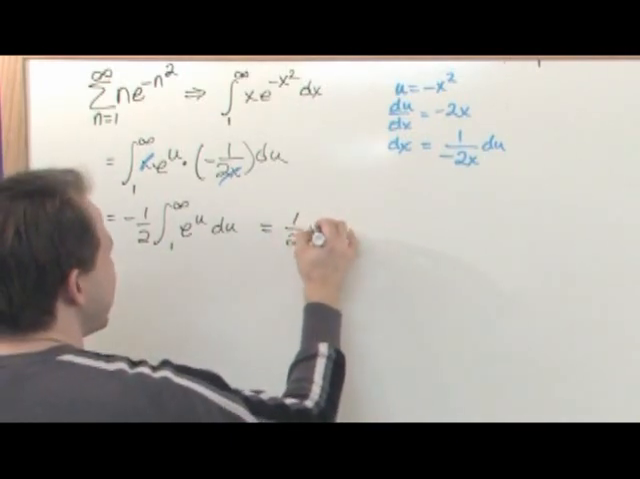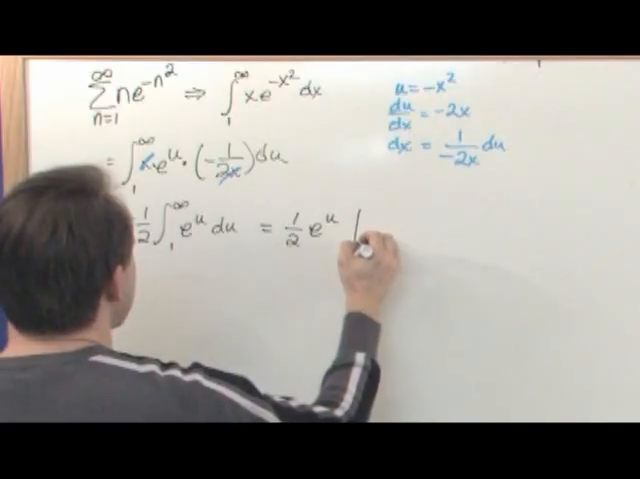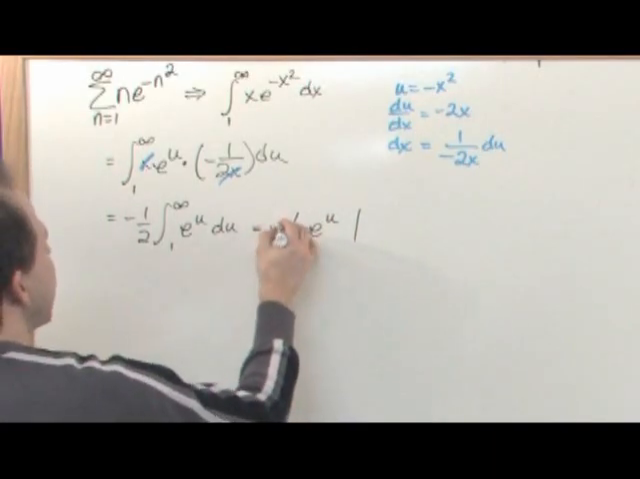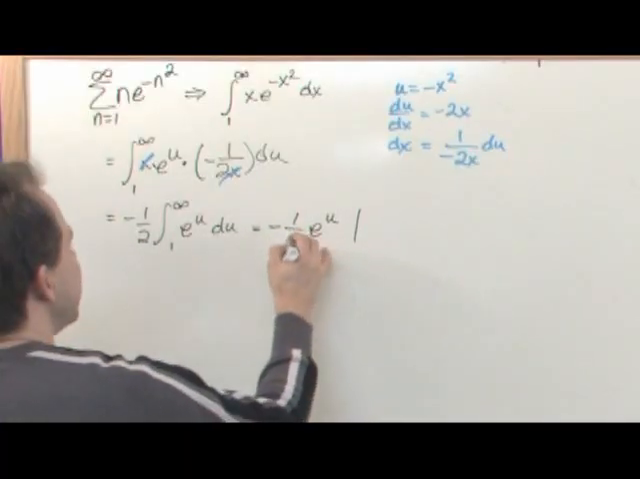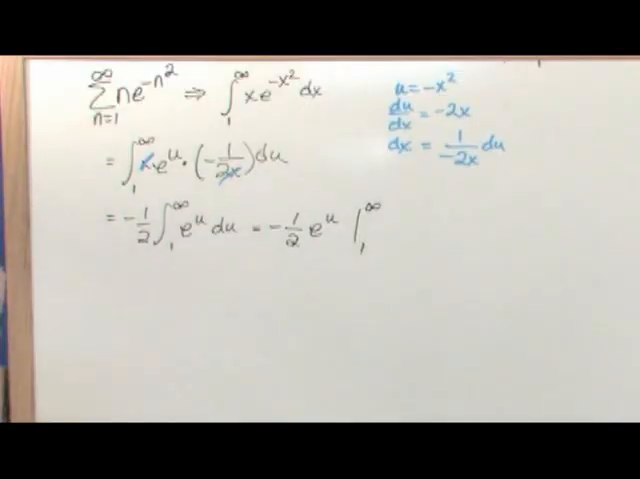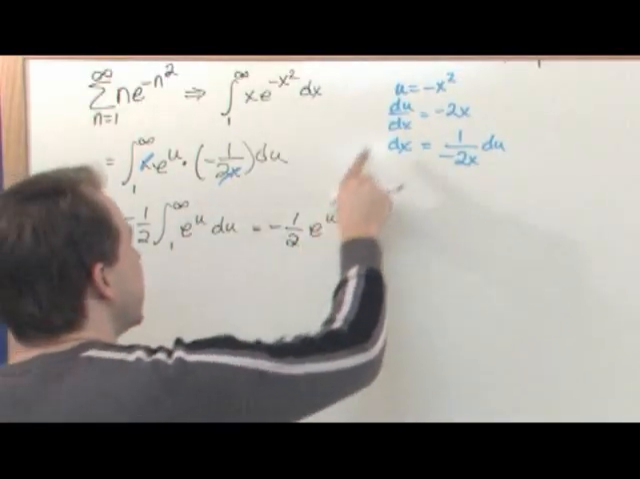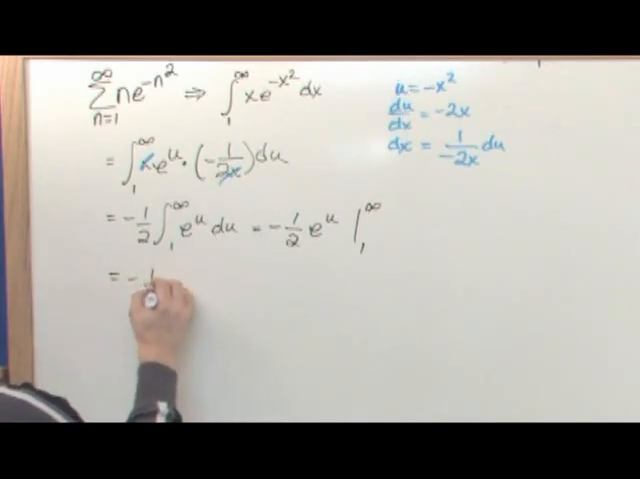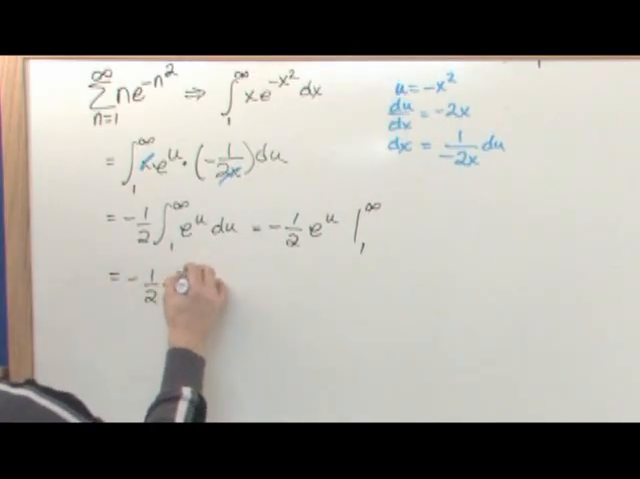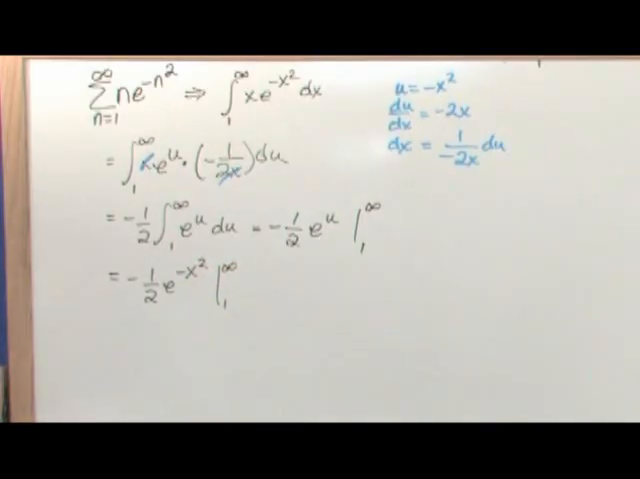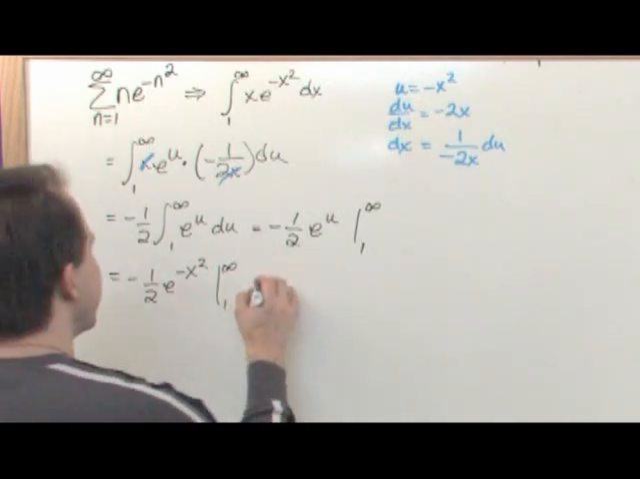So it's negative 1/2, don't forget I got the negative 1/2 here, times e to the u, which is the integral of this, evaluated from 1 to infinity. To evaluate the limits, I'm going to plug in what I know for u, and then evaluate the limits of integration. Negative 1/2 e to the negative x squared evaluated from 1 to infinity. Let's go ahead and evaluate that.